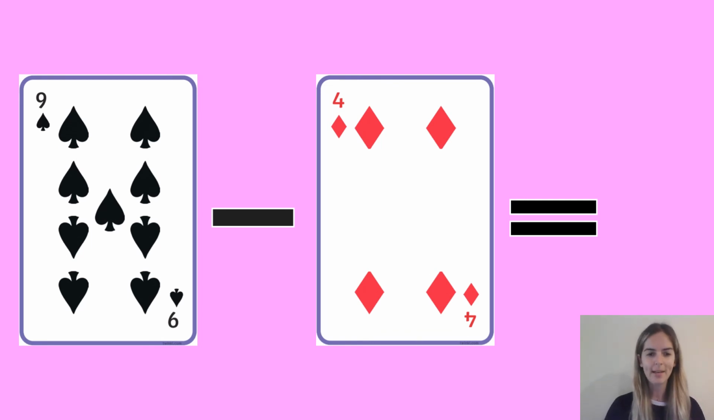Now on a piece of paper, I would like you to draw what this could look like. How can we solve this problem? Now remember, we're starting with 9 and we need to take 4 away. So you could draw 9 circles and you could cross 4 out, and then you need to tell me what we're left with. So do that now and then come back and we can solve it together. Okay, let's have a look.